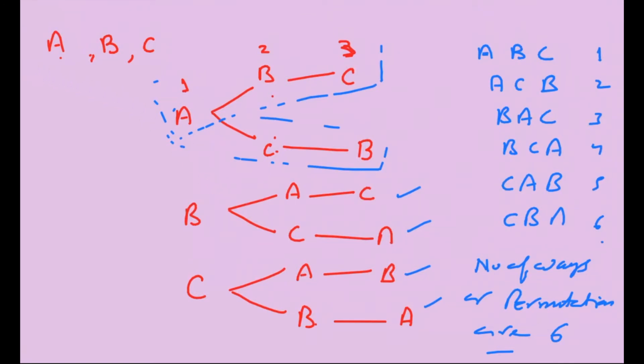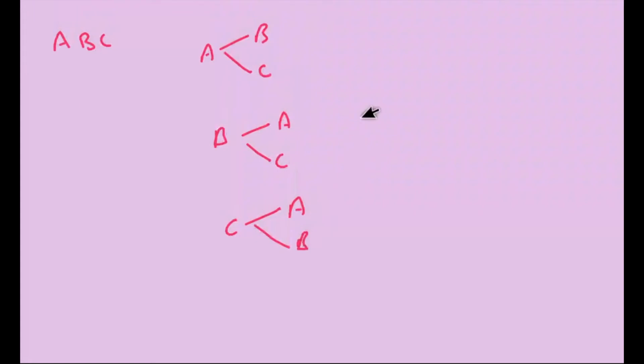Okay students, now let's take only 3 students again, A, B, C, and 2 persons want to take a photograph. If A stands here, then B or C, so only 2 persons take the photograph. If B stands here, then A and C. If C stands here, then A and B. So you can say there are AB, AC, BA, BC, CA, CB.